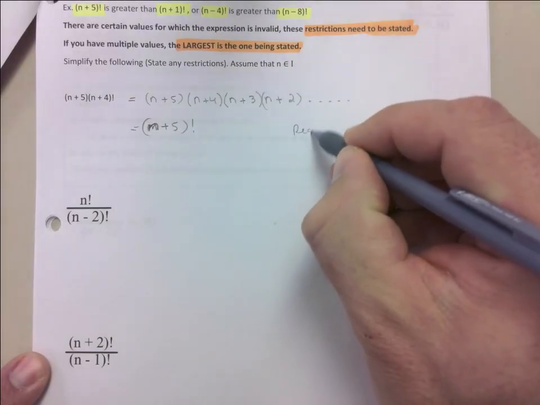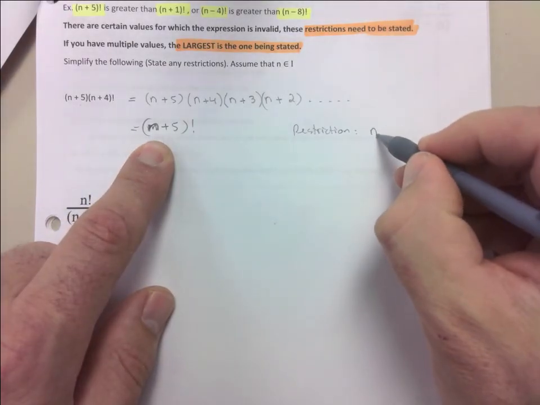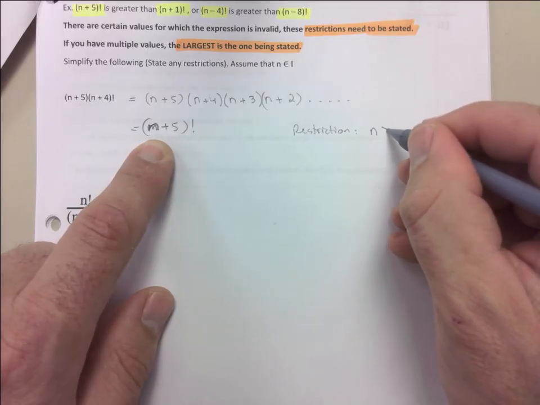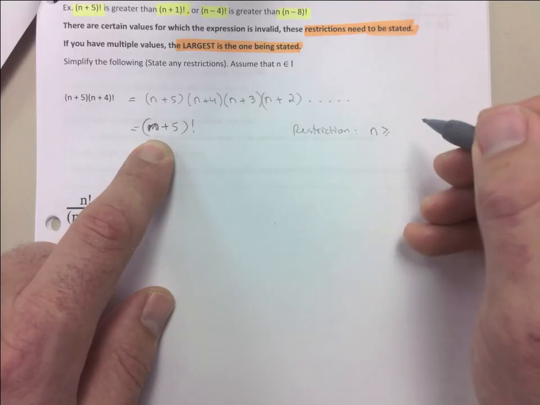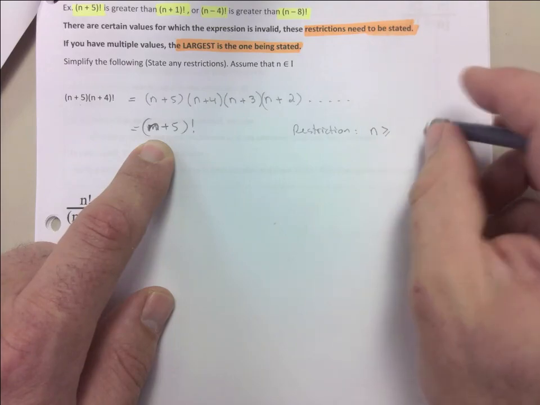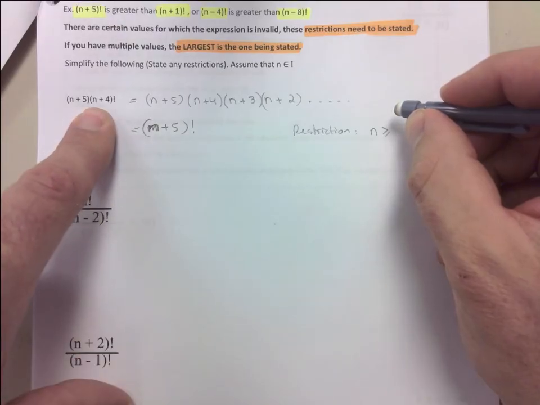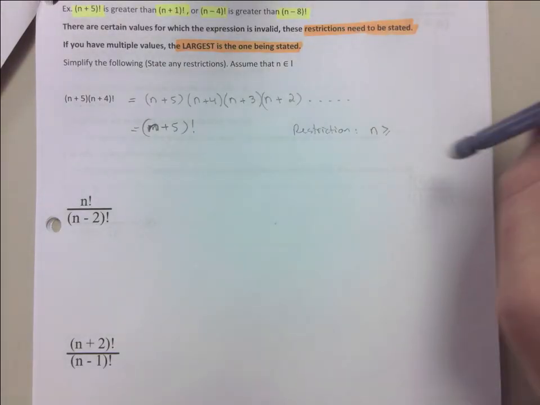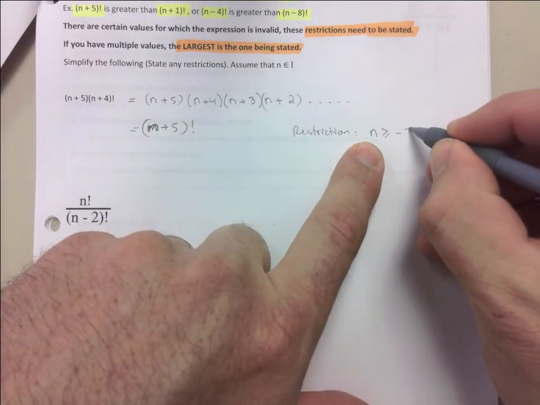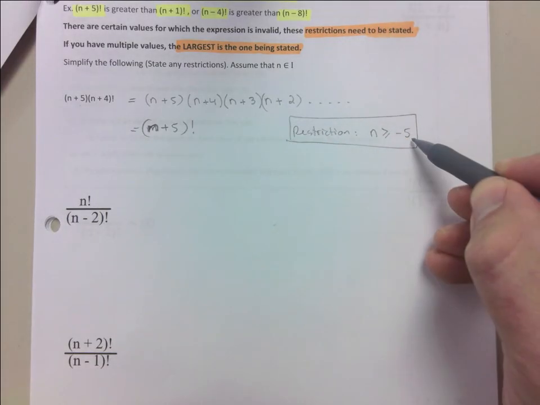Restriction. My only restriction here is that n has to be greater than or equal to negative 5. This is just my restriction, and I'll show you how I came up with that.